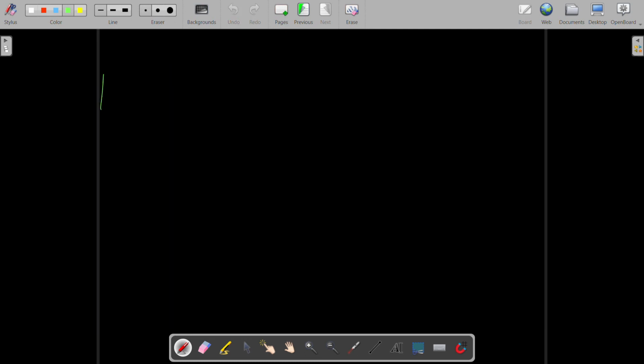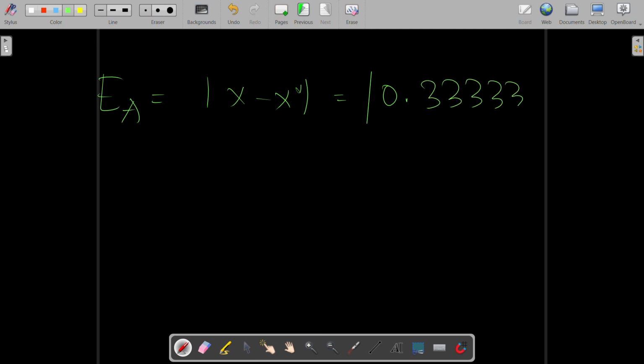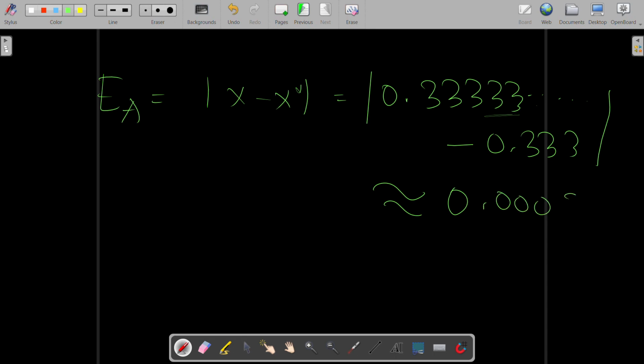So we know the absolute error e^a equals x minus x star, which will be equal to, say I'm taking just 5 digits, 0.33333 minus 0.333. I have taken one extra three, since it is infinite threes. So this is nearly equal to, if I take just the first 5 threes, 0.00033. This is our absolute error.